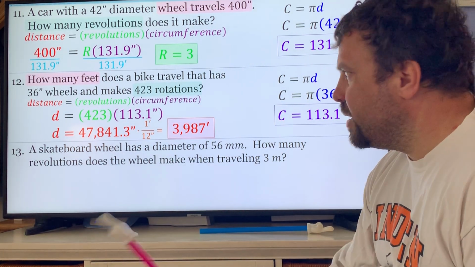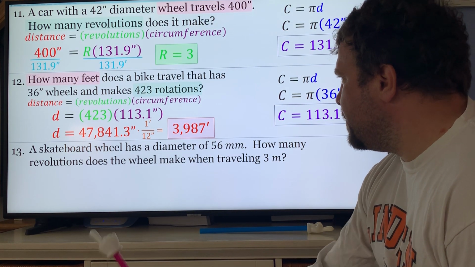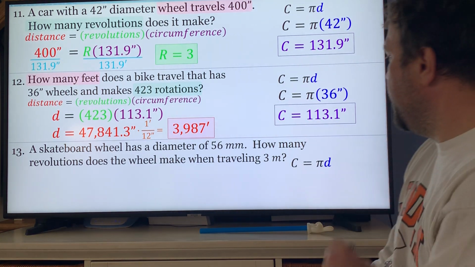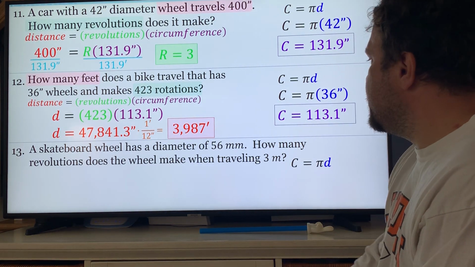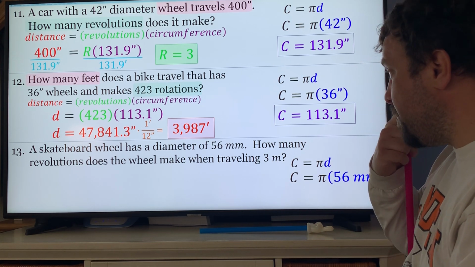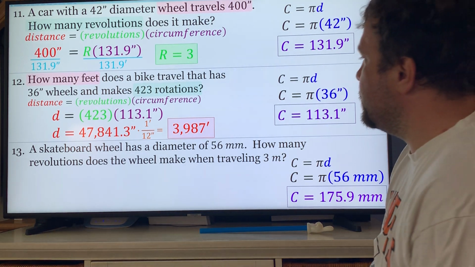All right? Good. Next one, skateboard wheel is a diameter of 55 millimeters. How many revolutions does the wheel make when traveling 3 meters? So, number 1, circumference equals pi times diameter. Circumference equals pi times 56 millimeters. So there's your circumference, about 176 millimeters, right?